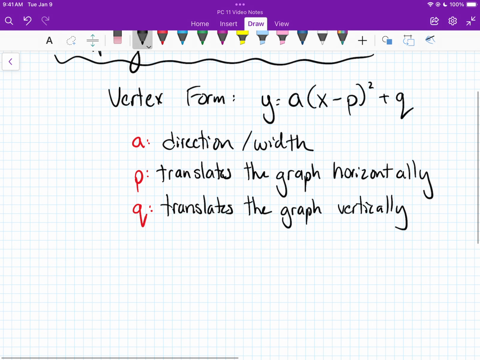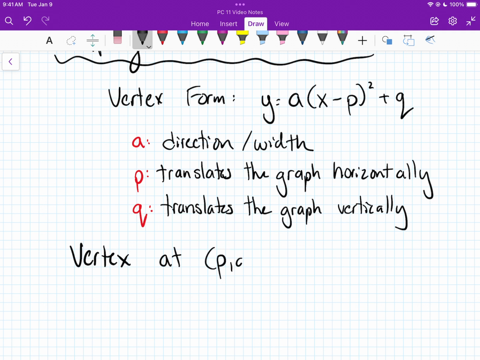One of the most important takeaways is that our vertex is also based off of those last two numbers. So our vertex is going to be at (p, q). And that's going to be really important for us when we're drawing our graphs.